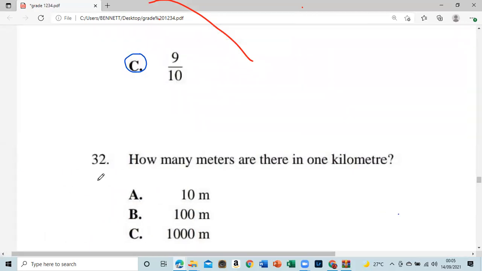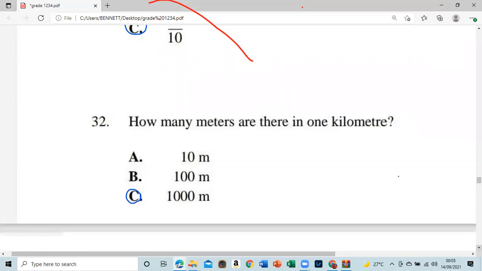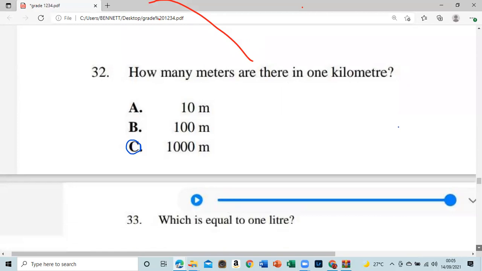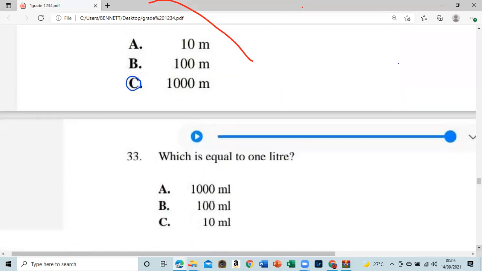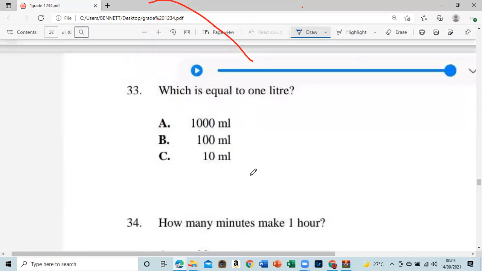so let's move on now. How many meters are there in 1 kilometer? And that is 1,000. Remember, kilometer and 1,000, right? So onto 33, which is equal to 1 liter. And that's 1,000 milliliters. And teachers, please take time to show these kids this sum.